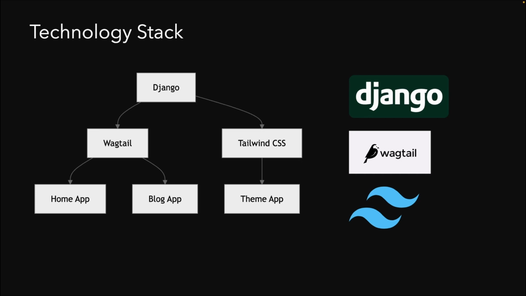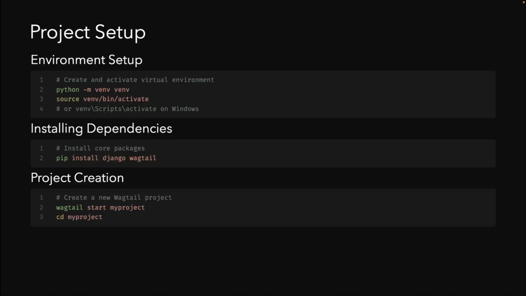Our technology stack consists of Django, the web framework providing our foundation; Wagtail, a powerful, flexible CMS built on Django; Tailwind CSS, a utility-first CSS framework; and Django Tailwind, a package for seamless Tailwind integration. Let's start by setting up our development environment.